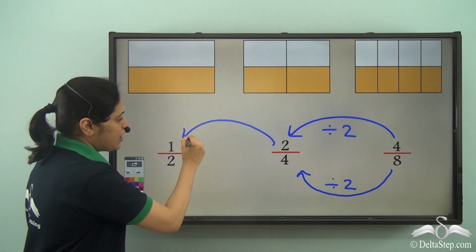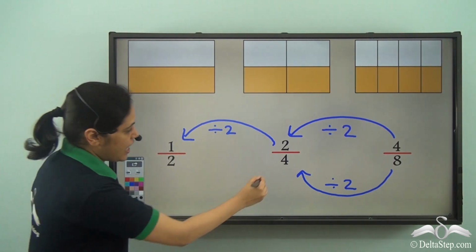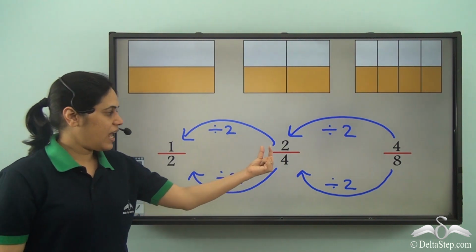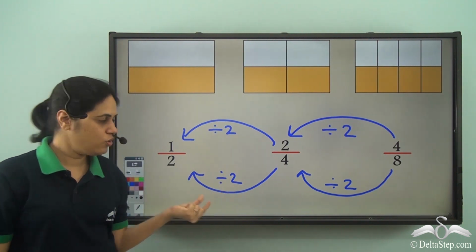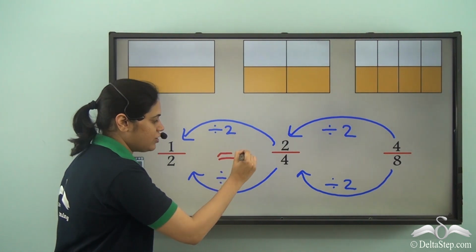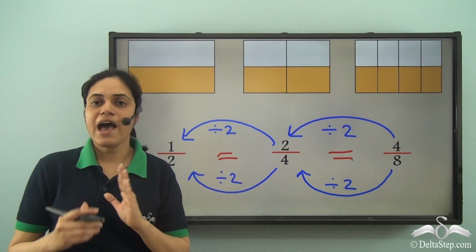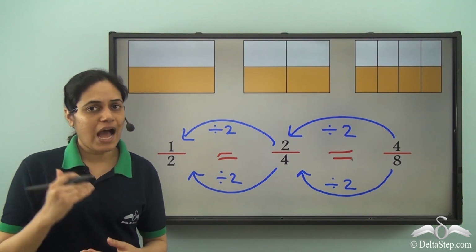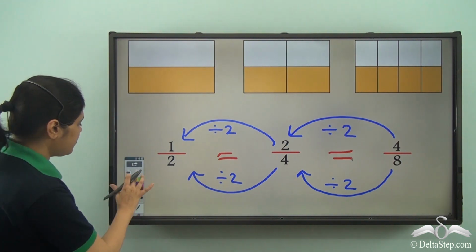Similarly, in 2 by 4, if I divide 2 by 2, I get 1, and if I divide 4 by 2, I get 2. So once again, I divide numerator and denominator by the same number, which is 2, to get 1 by 2. And this is an equivalent fraction. Even these two are equivalent fractions. So these three have the same value. So dividing or multiplying both numerator and denominator by the same number does not change the value of the fraction.